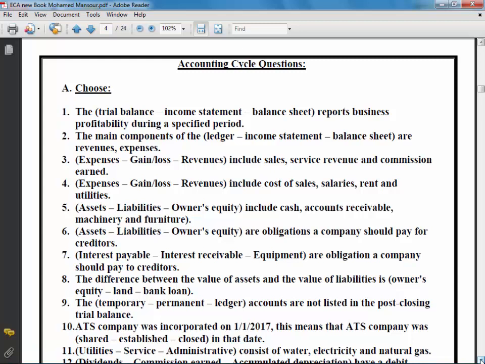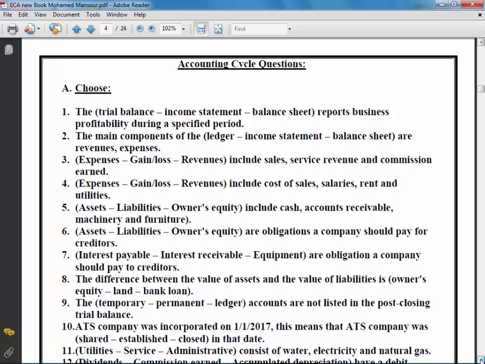8. The difference between the value of assets and the value of liabilities is owner's equity, land, bank loan. The difference between the value of assets and the value of liabilities is owner's equity. Number 9. The temporary, permanent ledger accounts are not listed in the post-closing trial balance. Of course, the temporary accounts are not listed in the post-closing trial balance.